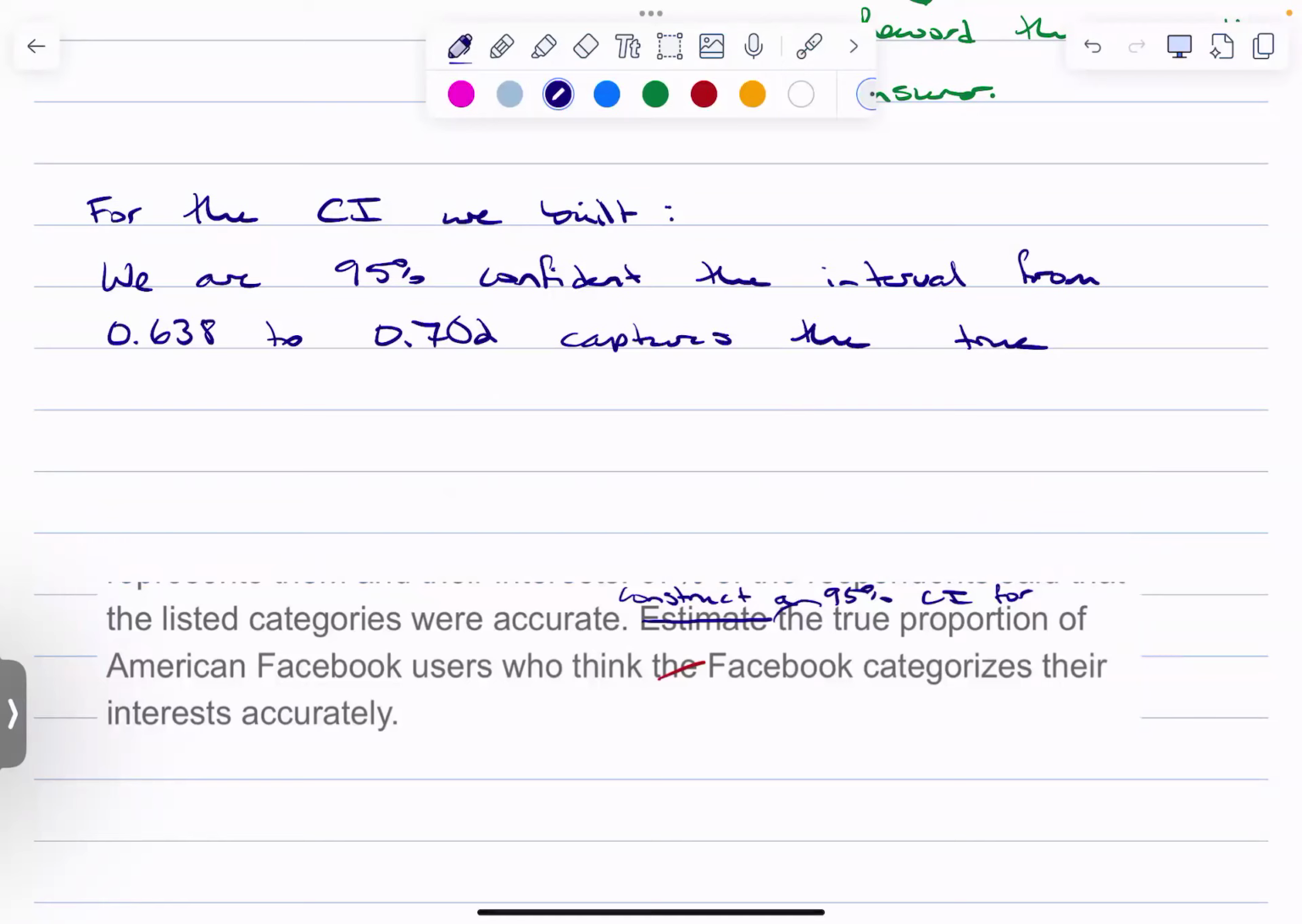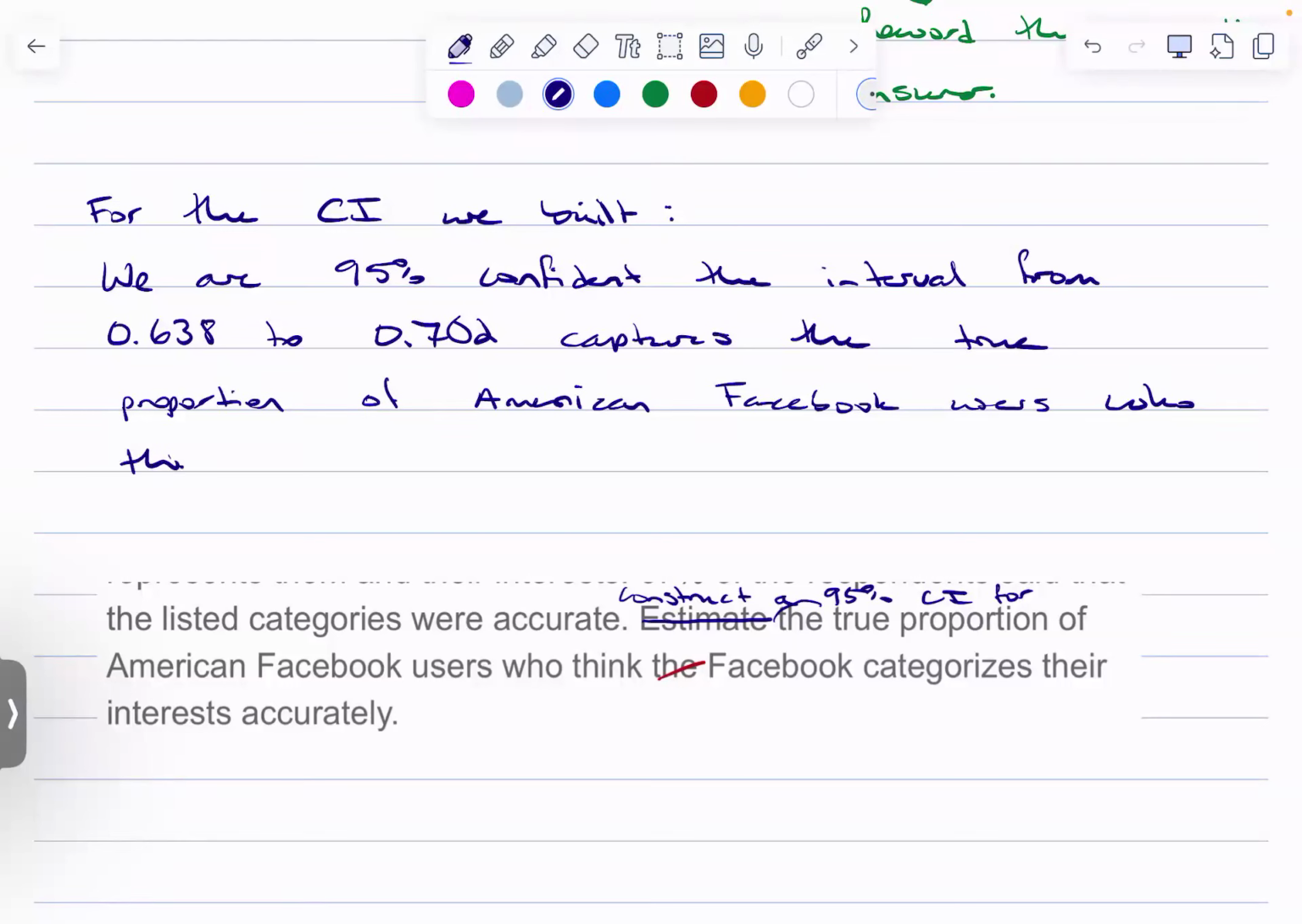The true proportion of American Facebook users who think Facebook categorizes their interests accurately.